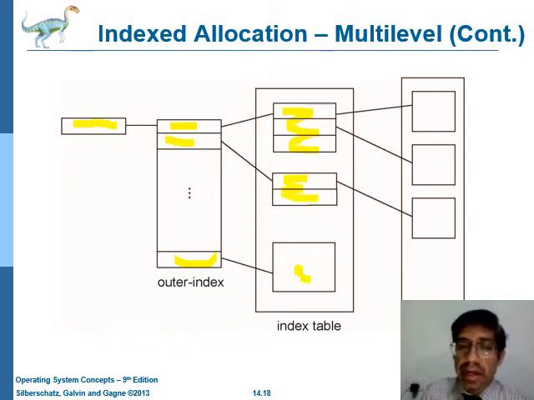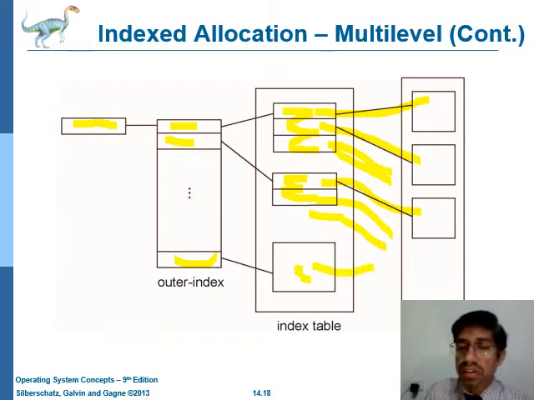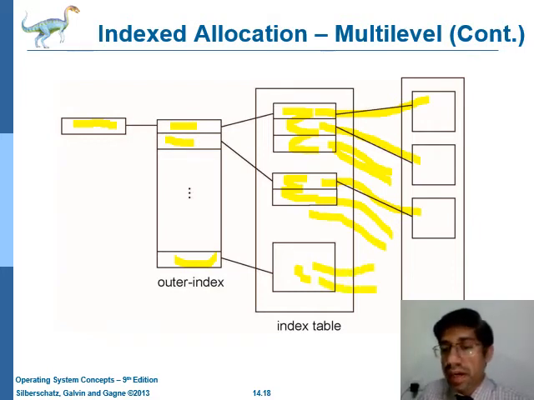Likewise, this index table will point to one data block, second data block, third data block, and so on. It will have its own data blocks. Similarly, some data blocks are pointed to by the entries of the second sub-index table, some data blocks by the second entry, third entry, and so on. Similarly, this would also point to a certain number of entries.